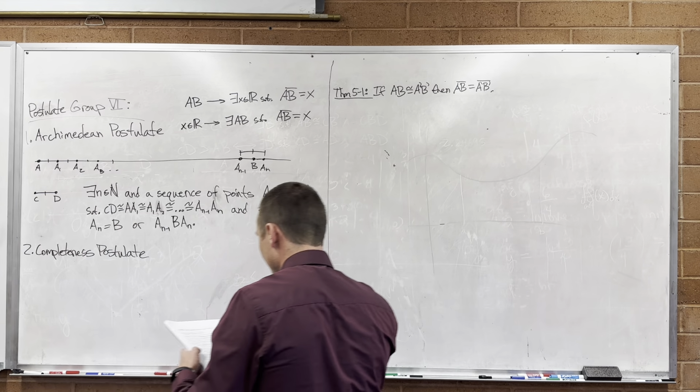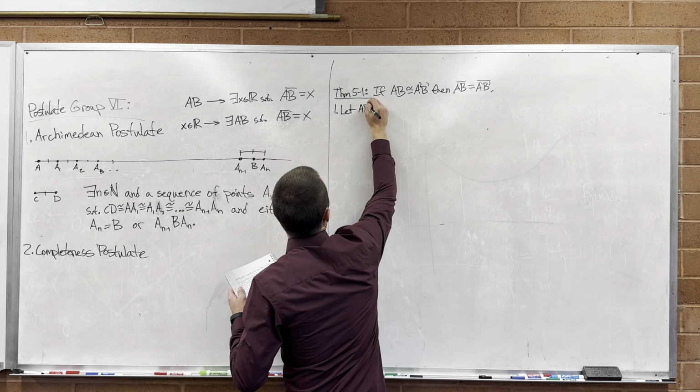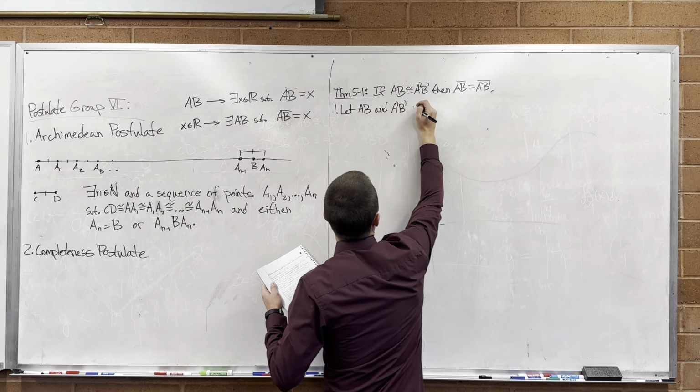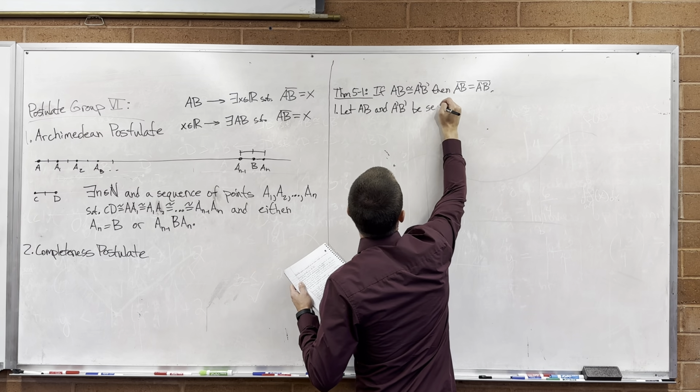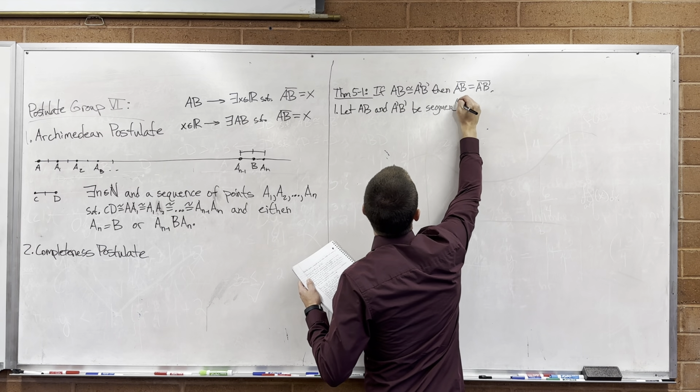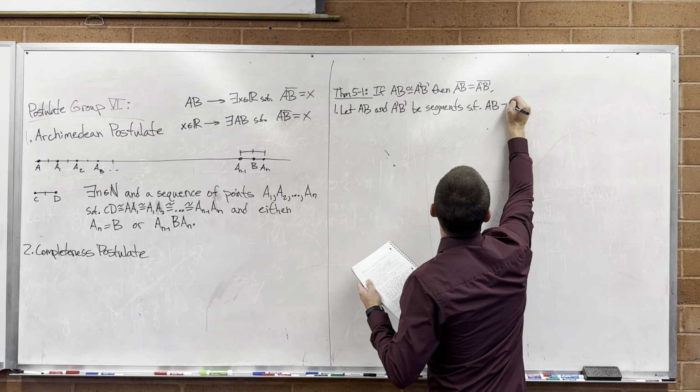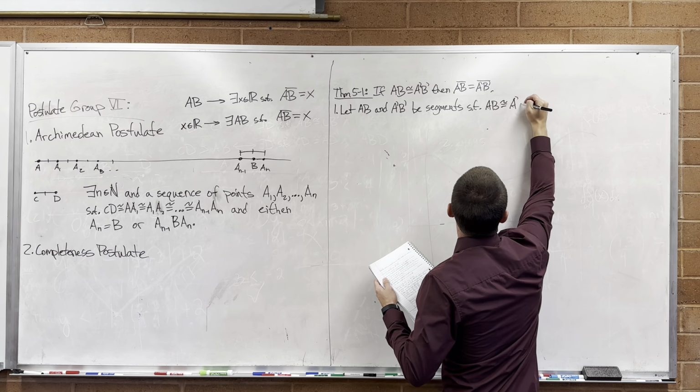Okay, so let's get started. First, let AB and A prime B prime be segments such that AB is congruent to A prime B prime.